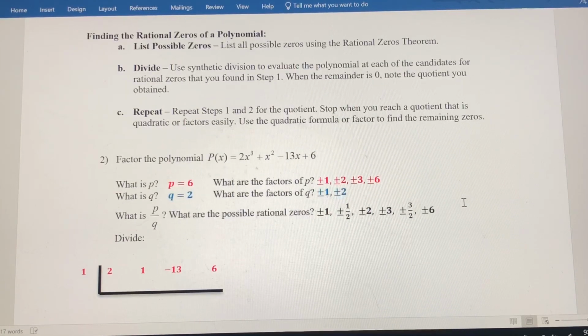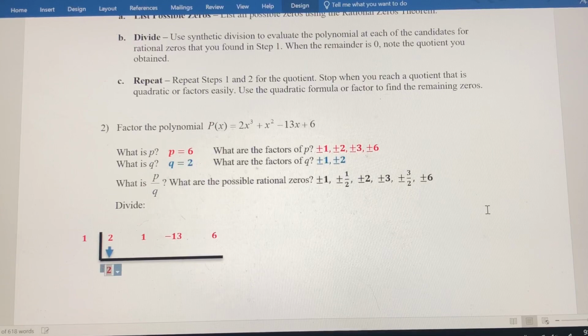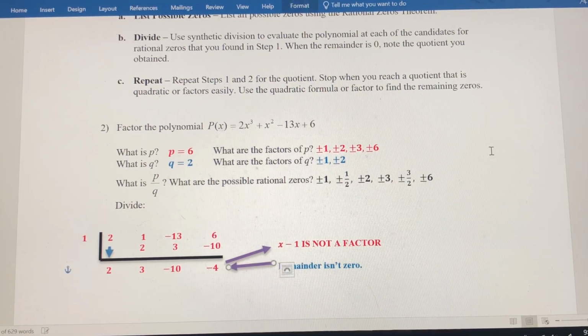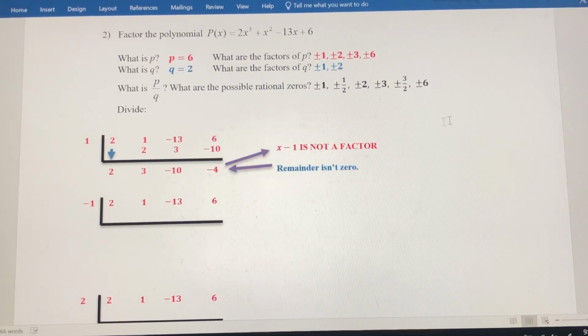So now we want to divide and test some of these. The odds are that the first one I test maybe works, maybe it doesn't, but we'll continue the process until we find one of the zeros, and then hopefully we can factor whatever's left over. We're going to test positive 1 first. We'll sprint through the synthetic division and see what our remainder is. The remainder, when we use positive 1, is negative 4. Because that remainder is not 0, x minus 1 is not a factor. So positive 1 didn't work.